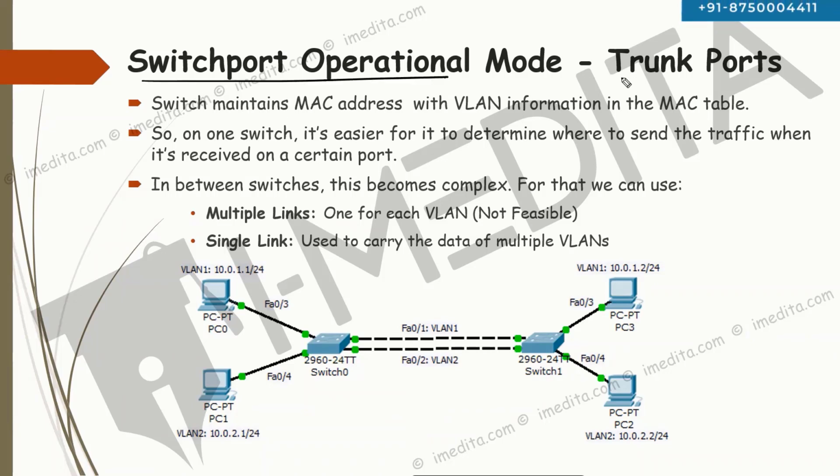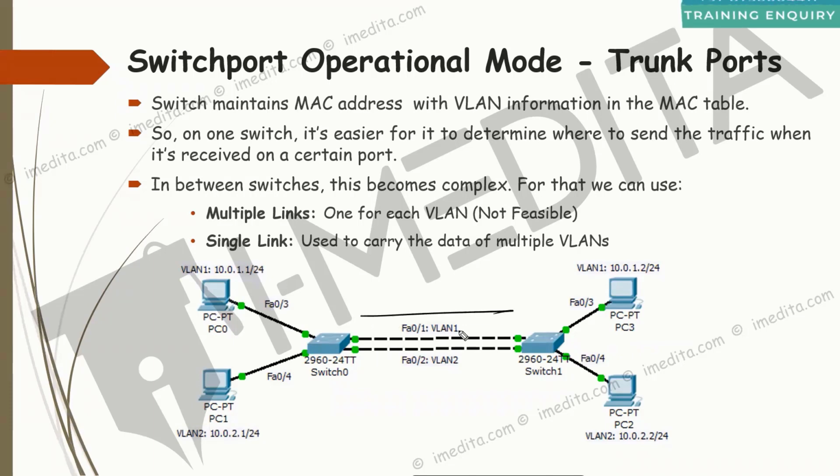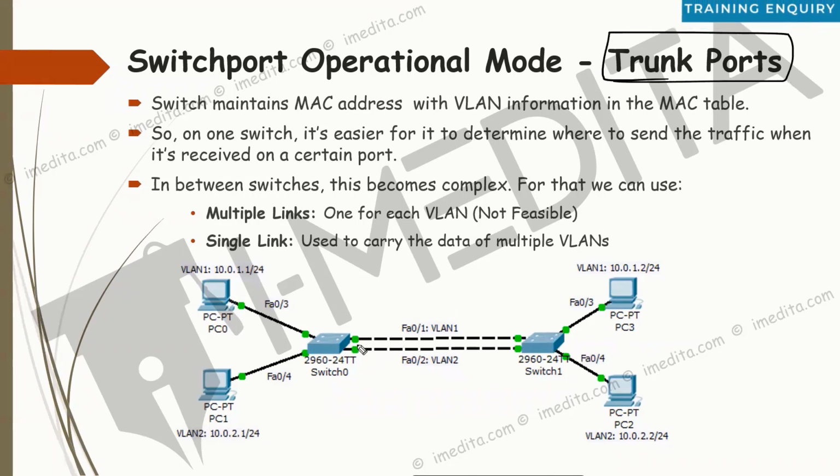And that is where our next operational port comes into the picture: the trunk port. Instead of connecting multiple links, one dedicated link for each VLAN, we can configure these things called trunk ports. Instead of doing this, we can connect one single cable here.